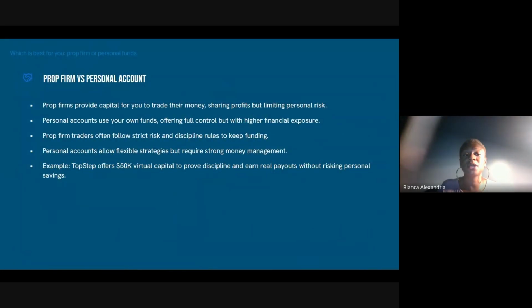And then when you're deciding whether or not you want to use your own, it's totally up to you. If you have the funds to be able to do it, then that'd be great. Some personal brokerages start with a minimum of $1,000. I think Ninja Trader does. And if you use any other of them, they all have some type of minimum. Or you can go the prop firm route.